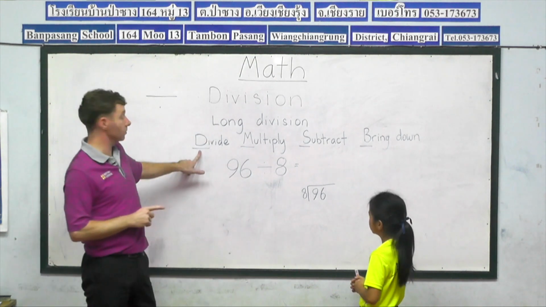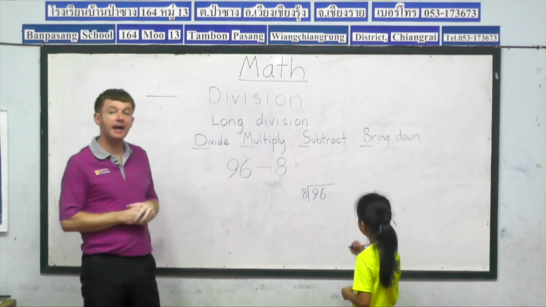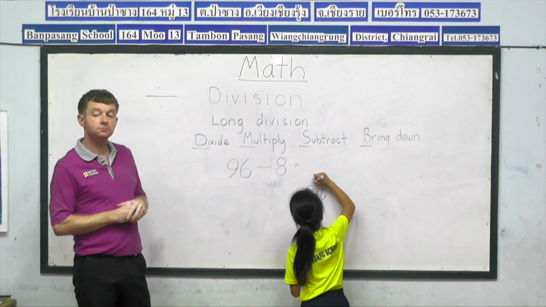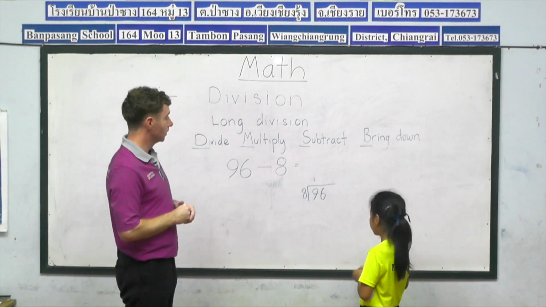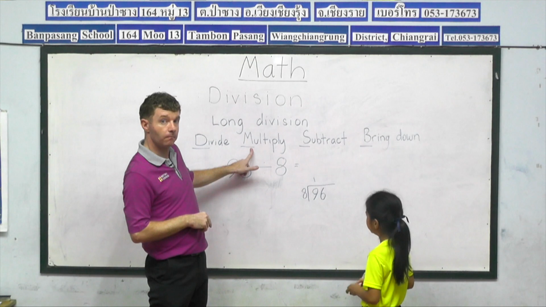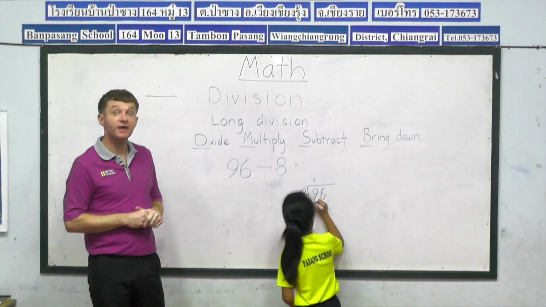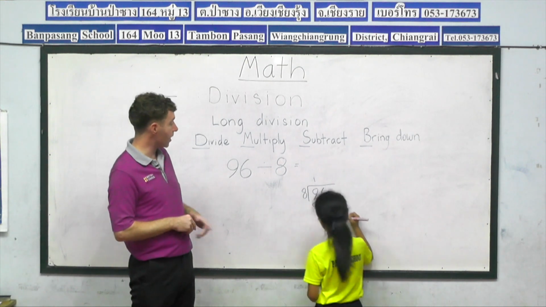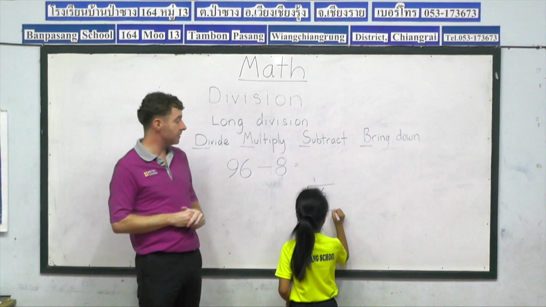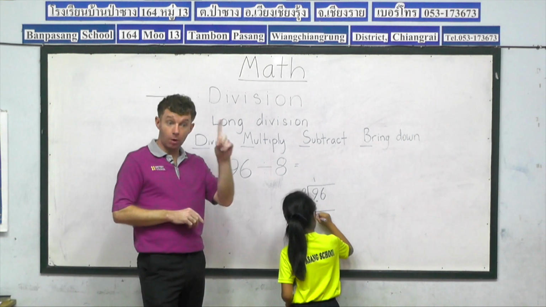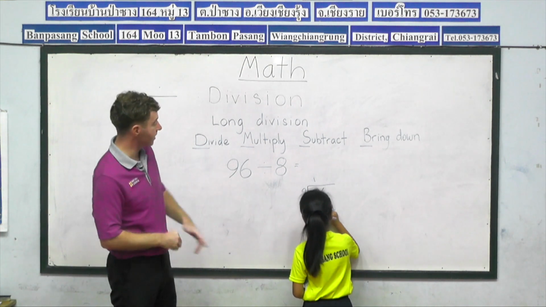So step number 1, divide. 9 divided by 8 equals 1. Yes, 8 goes into 9 one time. And then multiply. 1 times 8 equals 8. Excellent, Prel. And then our third step, subtract. 9 minus 8 equals 1. And then what's our fourth and final step? Bring down. So then we bring down 6.